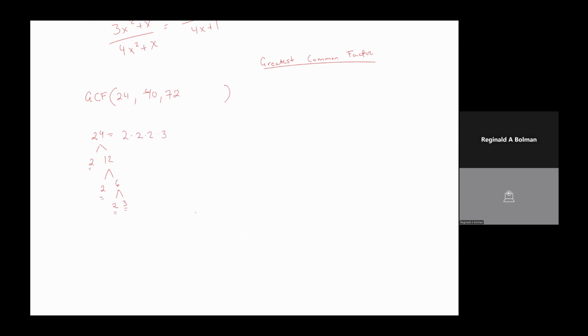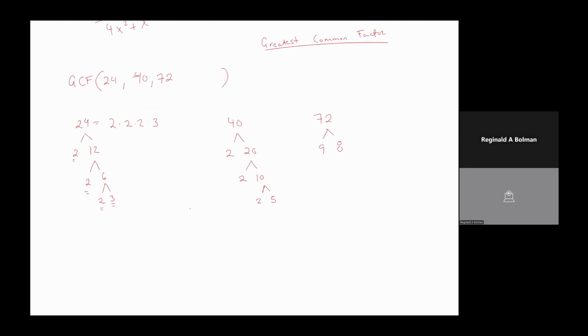You can similarly do the same thing with the number 40. 40 is the same thing as 2 and 20. 20 is the same thing as 2 and 10. 10 is the same thing as 2 and 5. Number 72: 9 and 8 gives us 72. 9 is the same thing as 3 and 3. 8 is the same thing as 4 and 2. 4 is the same thing as 2 and 2.